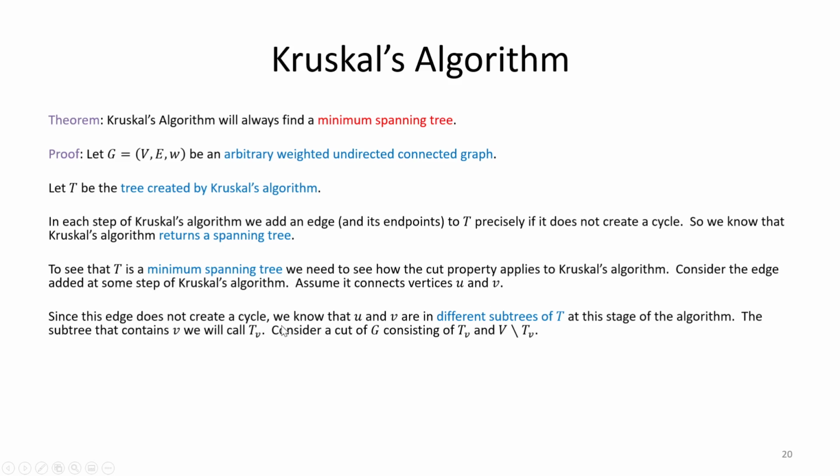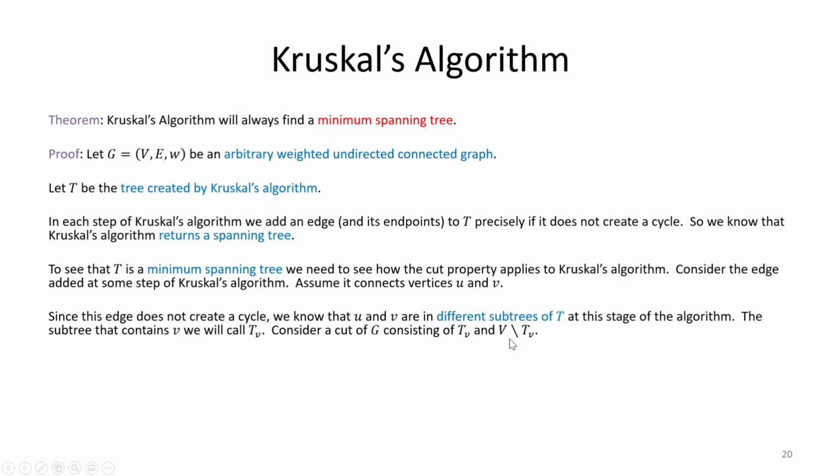The one thing we are guaranteed, though, is that U and V, as we already argued, must be in two different subtrees of our final tree T, because if they weren't, we would be creating a cycle at this step. So we'll pick one of these two trees out. Actually, it doesn't matter which one. It looks like here I'm going to pick out TV, but we could have picked TU equally. And basically, I just want to consider all the vertices in that subtree, and then all the vertices not in that subtree. That's going to be the cut that we consider.